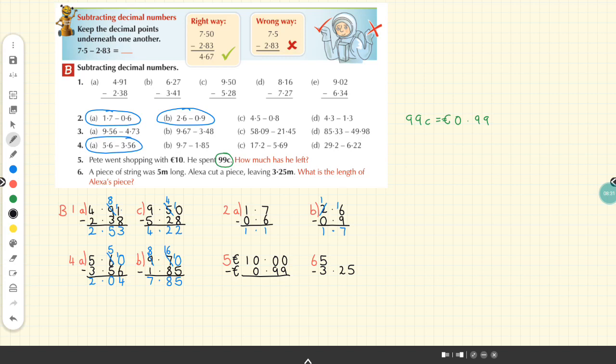So the 5 meters, the 5 is a whole number, so we need to change 5.00 meters, centimeters. And then we've got to complete the sum to find out what was the length of Alexa's piece.